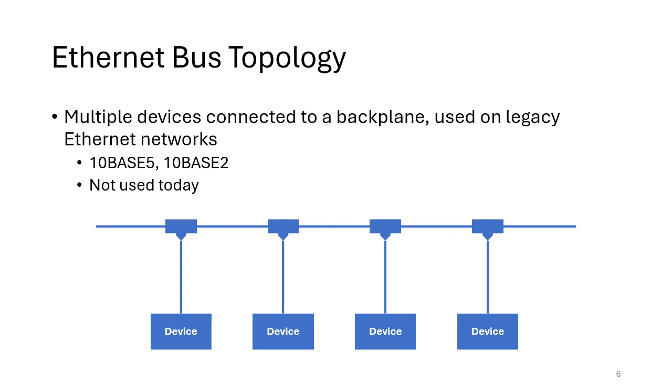There's two versions, 10-base-2, which was limited to 185 meters using cheaper coaxial cable and simple BNC type connectors. And then there was the more expensive 10-base-5. So both of these are 10 megabits. 10-base-5 used a thicker coaxial cable with more expensive connectors. But the idea is you've got a single backplane there and devices were connected directly to that single backplane.